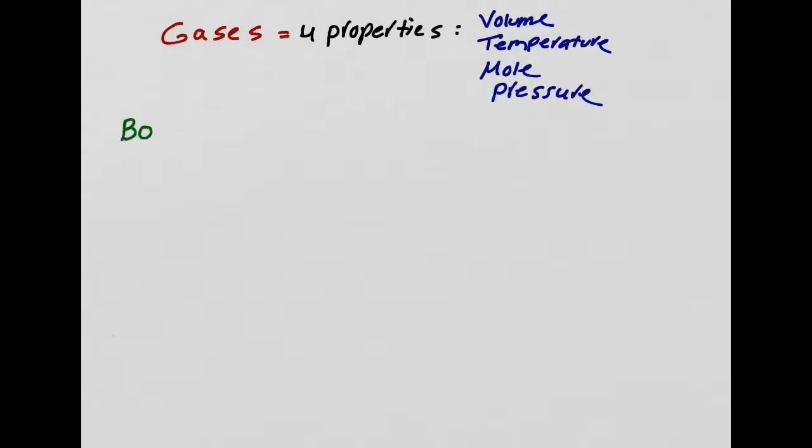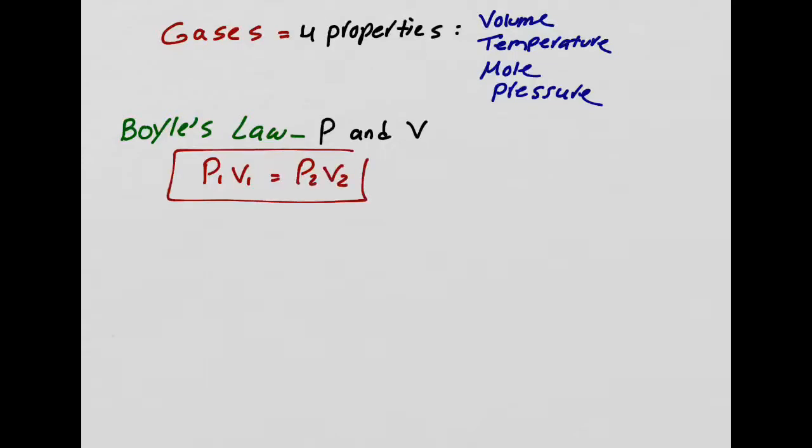The first scientist who came up with this was Boyle. And he has a law named after him, Boyle's law. What Boyle's law looks at is the relationship between pressure and volume. P1 times V1 equals P2 times V2. That is Boyle's law. And this is, of course, assuming that there is no change in moles and temperature.